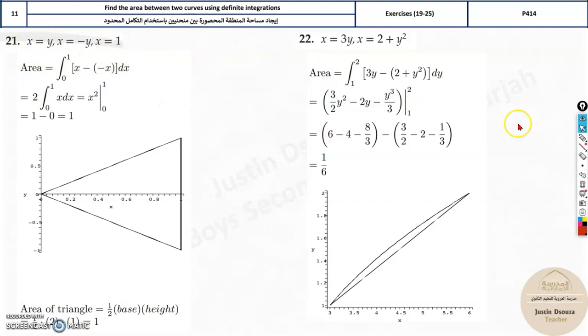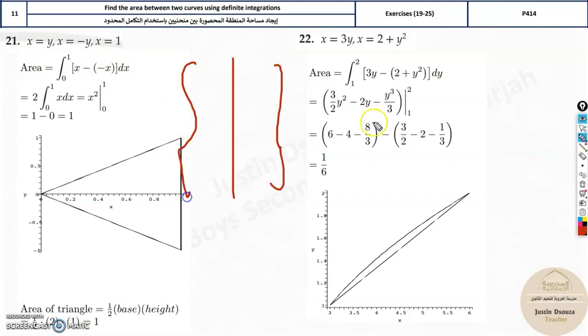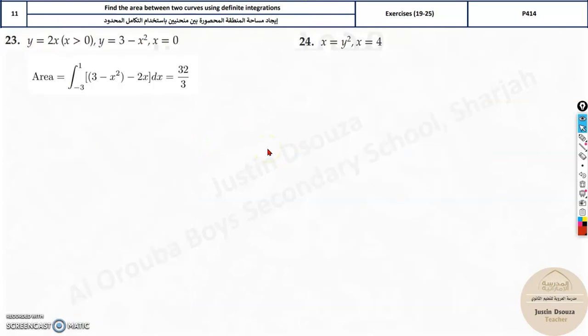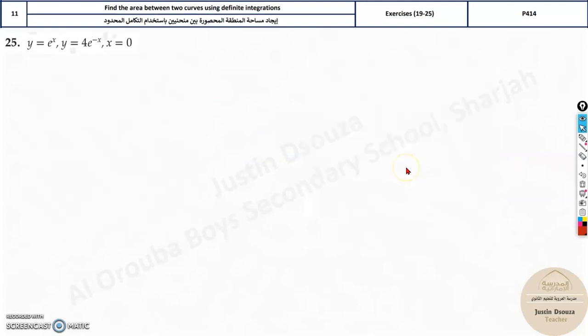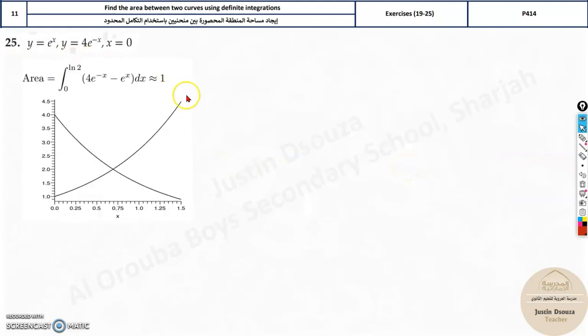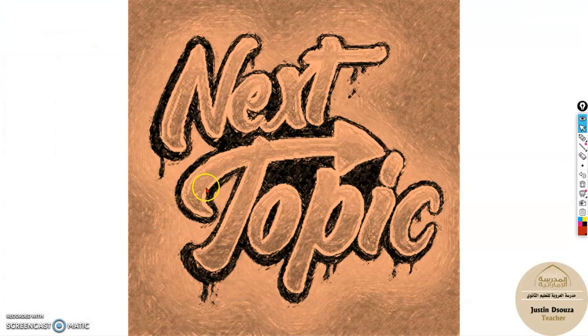The only difference over here, along the y-axis, is the right minus the left function. In the first topics, we did upper minus lower function. Some of the functions are given directly as x equals y and so on. It's very easy to solve them, and sometimes you need to change them and then solve. All the problems are solved, and the graphing is also given. So please solve it by yourself and then look for the answers.